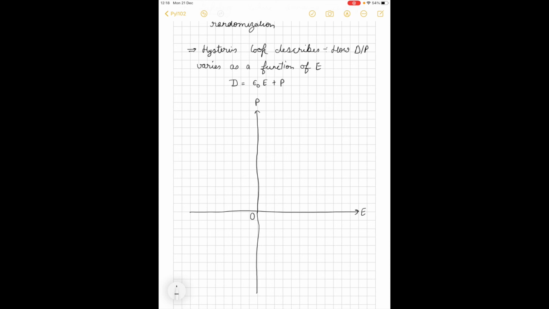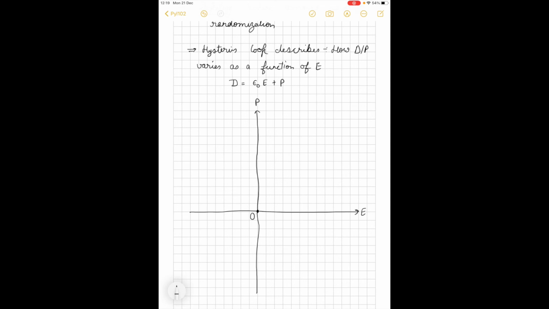So at E equal to 0, in the beginning, all the dipoles or the domains are oriented in different directions in the ferroelectric. So we have zero polarization. Now, if we increase the electric field, there is a spontaneous polarization which appears, and it is linear for a small E, right?